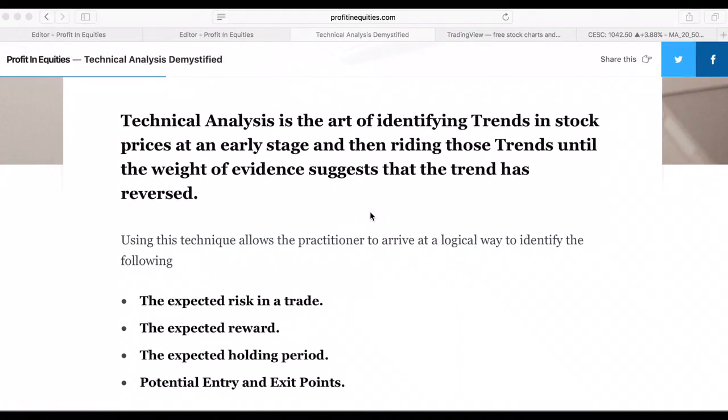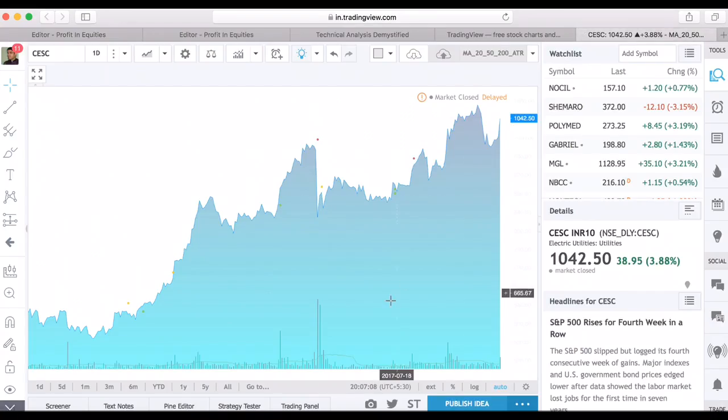Technical analysis essentially is the art of identifying trends in stock prices at an early stage and then riding those trends until the weight of evidence suggests that the trend has reversed. Now, this is a lot of technical jargon. If I was to move on to a stock chart, I've opened up a chart of CESC, which is a Kolkata based company. At this point where my cursor shows, the stock was 567 rupees, and now the price is close to 1042 rupees. But one thing which is persistent here has been the upward movement in the stock price.